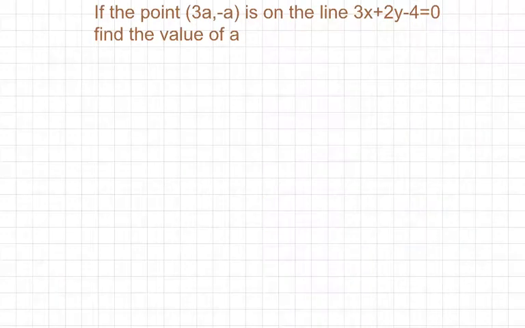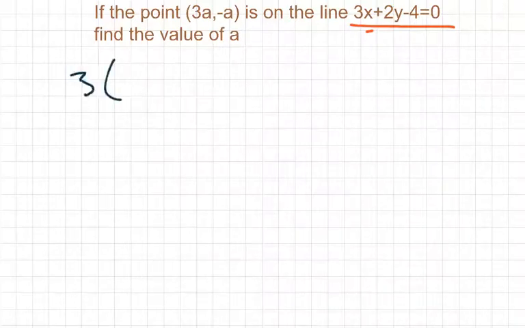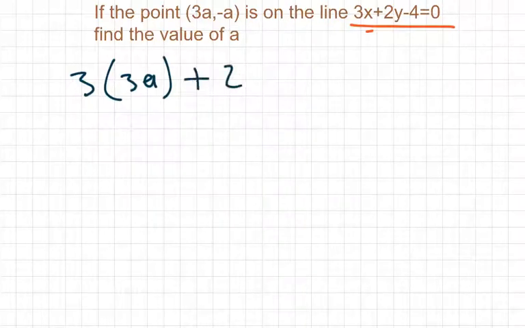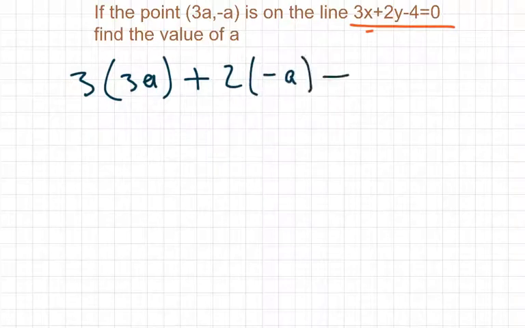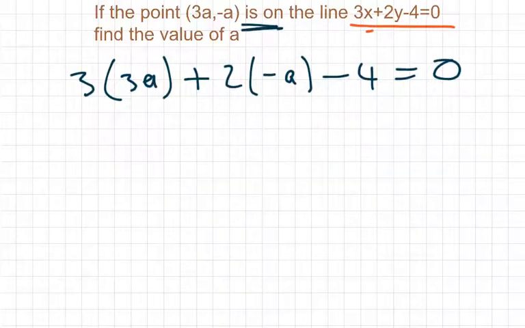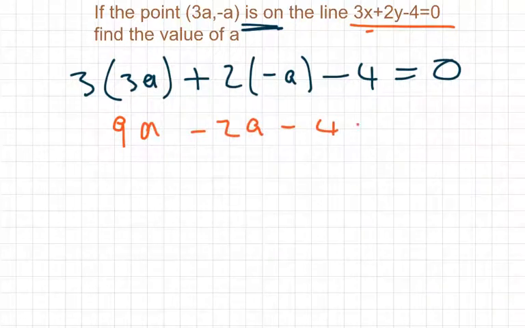In this case, we're told that the point 3a comma minus a is on the line. So therefore, it's going to satisfy this equation. Satisfy means that when you put in 3a and minus a for x and y, you're going to get 0. So let's do that and see what it looks like. We're going to have 3 times x, and x is equal to 3a. And we're going to have plus 2y, and the y value is equal to minus a. And we still have our minus 4. And we know that that's equal to 0 because we're told it is on the line. Now let's multiply it out. 9a minus 2a minus 4 is equal to 0.